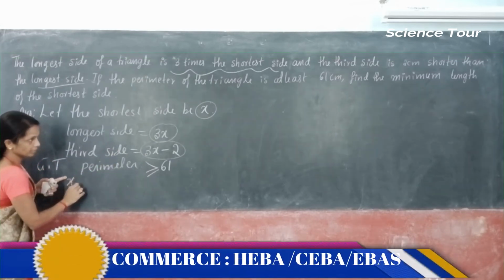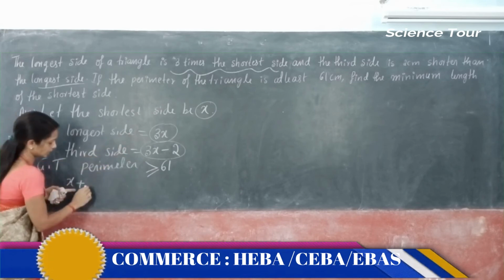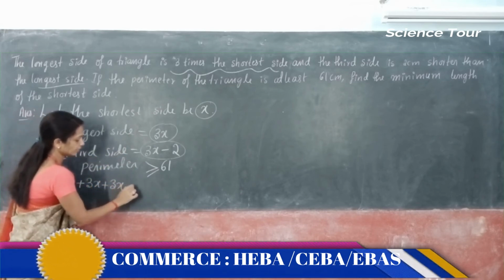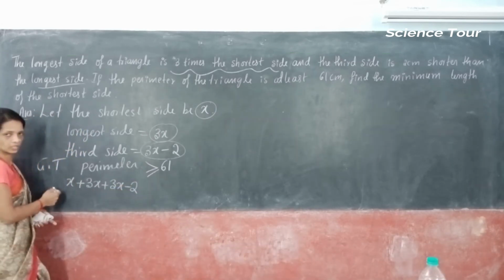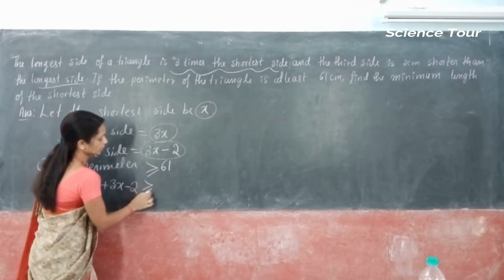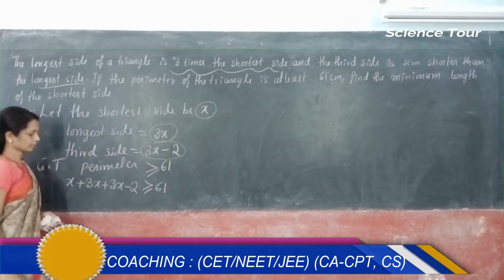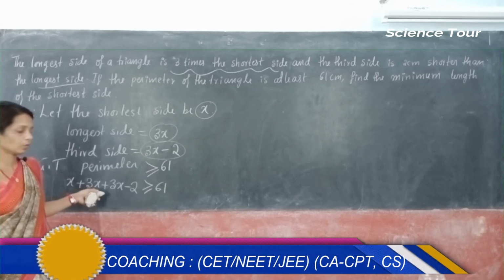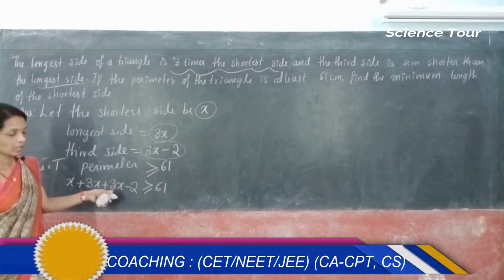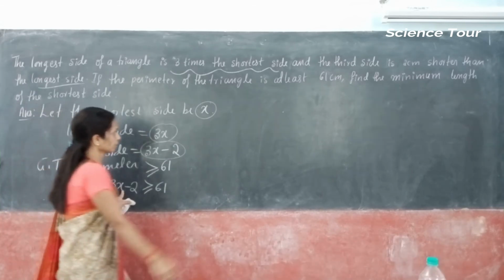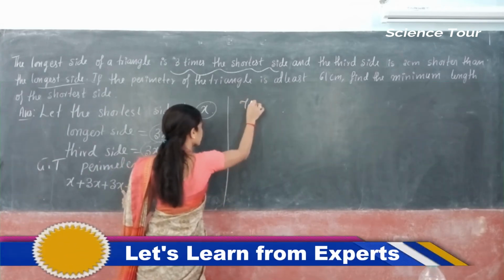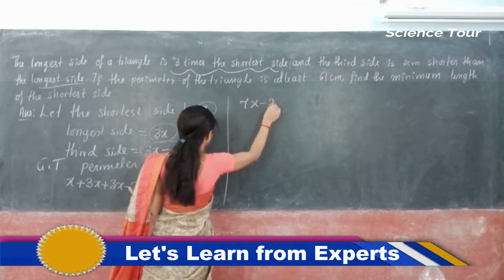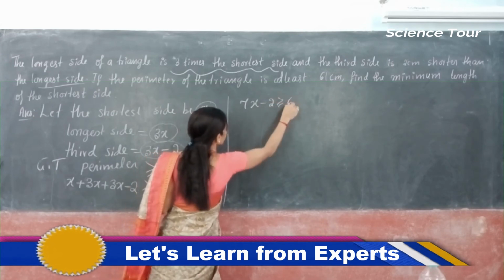Under perimeter you have to write the sum of these three lengths. x plus 3x plus 3x minus 2, this is the perimeter, which should be greater than or equal to 61. Now simplify the left side: x plus 3x is 4x, 4x plus 3x is 7x. So on the left side you have 7x, then minus 2, and greater than or equal to 61.